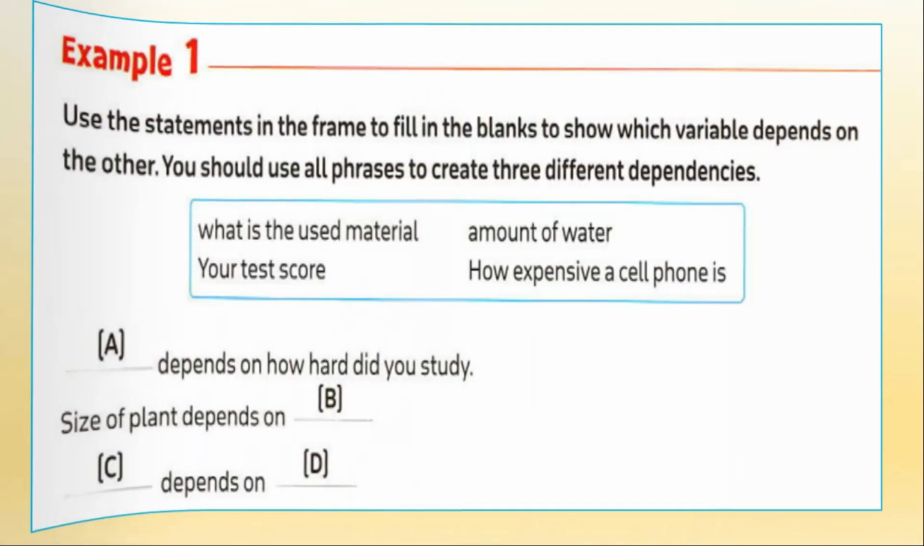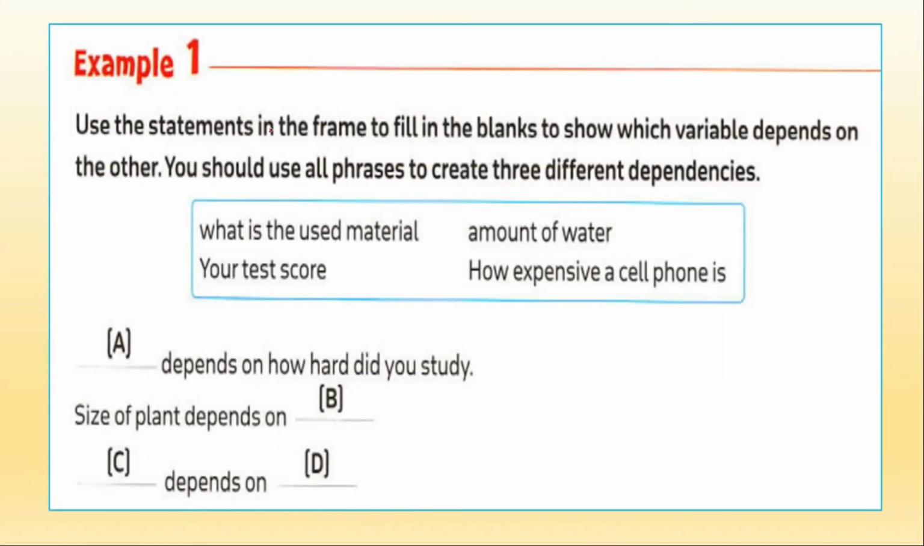Okay, let's see another example. Use the statements in the frame to fill in the blanks to show which variable depends on the other. You should use all phrases to create 3 different dependencies. Okay, here we have statements: the used material, amount of water, your test score, how expensive a cell phone is. We want to distinguish between the dependent and the independent in these statements.